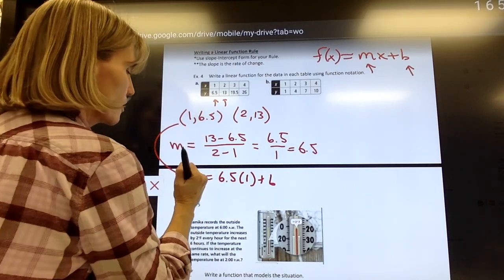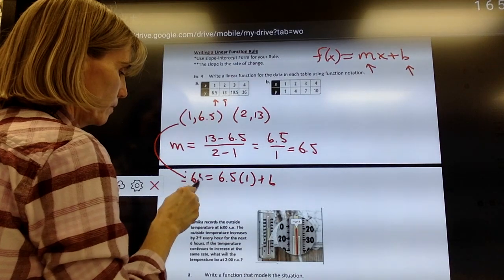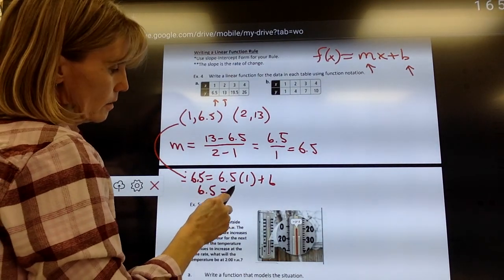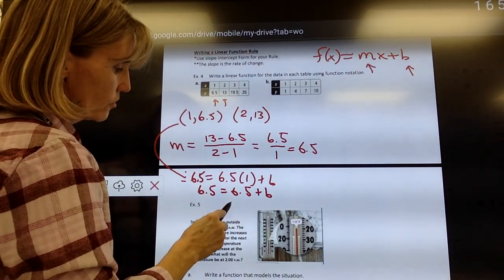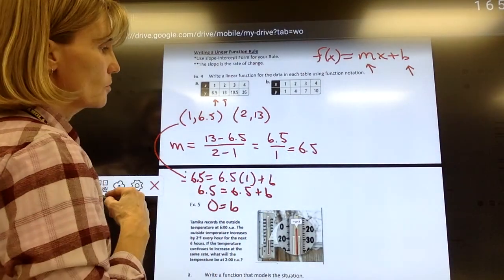And my y value is 6.5. Okay, I do the math. If I subtract 6.5 from both sides, I get 0 for a b value. So here's my b value and here's my slope.